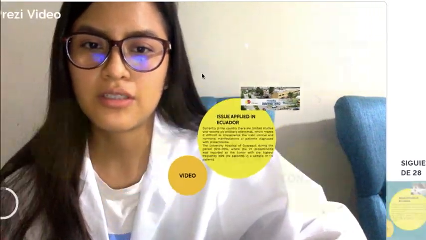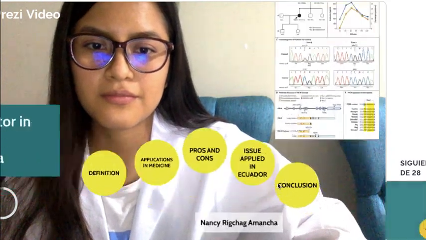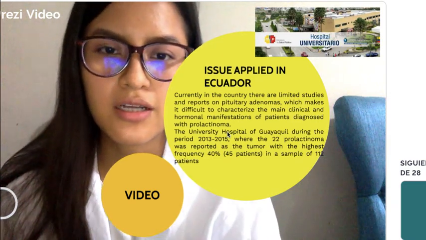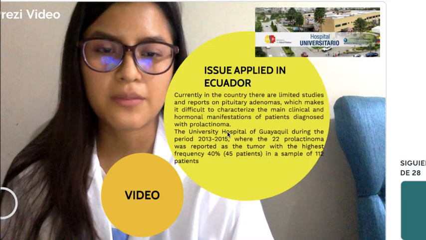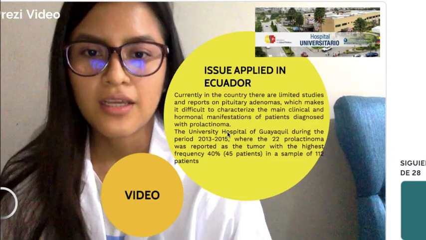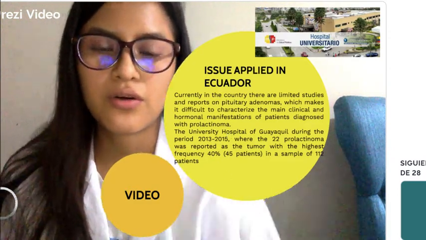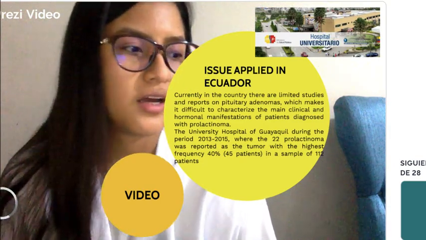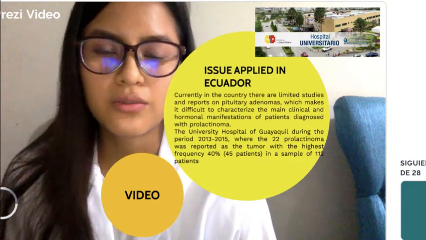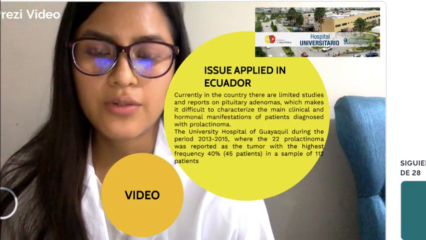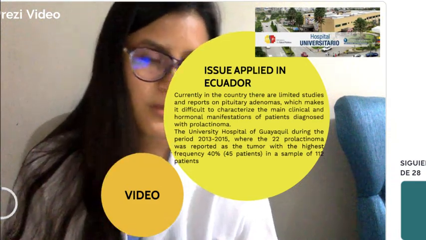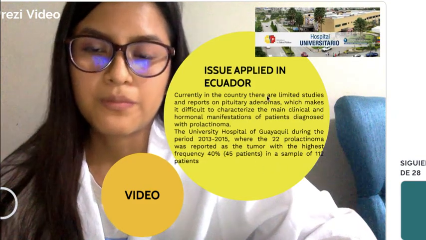Prevalence in Ecuador: currently in the country there are limited studies and reports on pituitary adenomas, which make it difficult to characterize the main clinical and hormonal manifestations of patients diagnosed with prolactinoma. At the University Hospital of Guayaquil, during the period 2013 to 2015, prolactinoma was reported as the tumor with the highest frequency, in 45 patients in a sample of 1,012 patients.